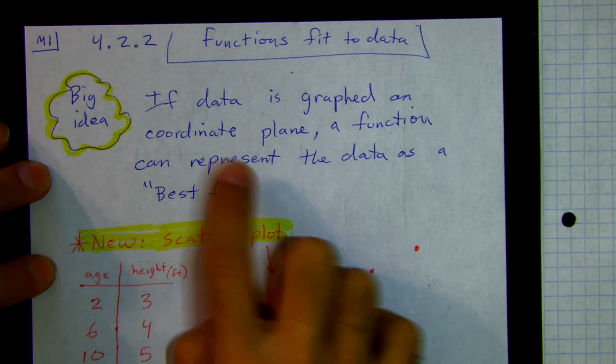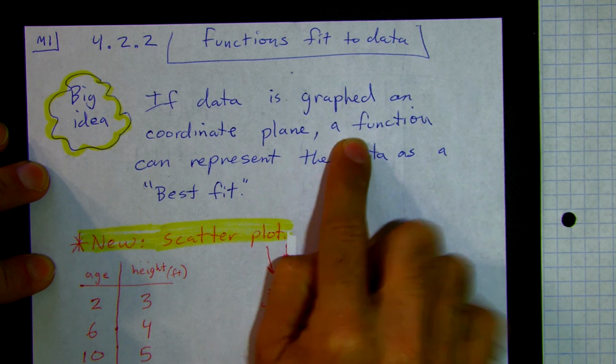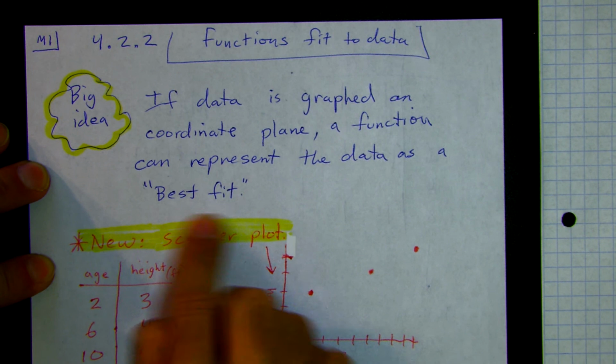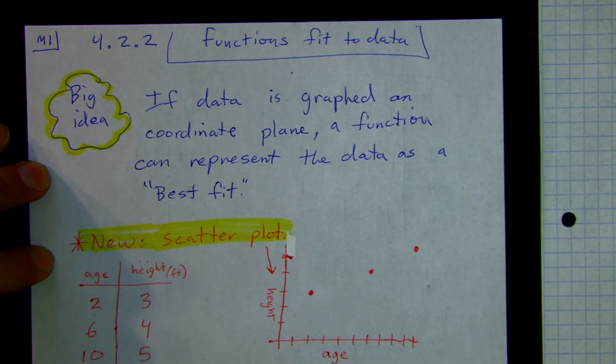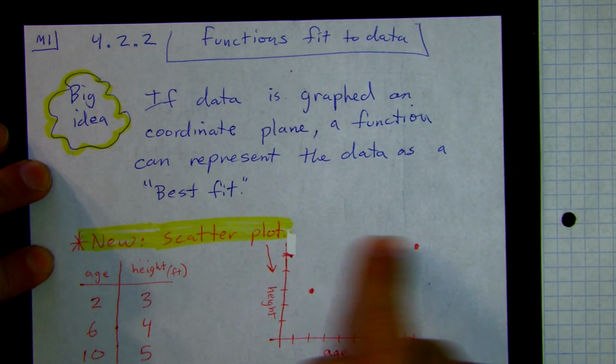The big idea is if data is graphed on a coordinate plane, a function can represent the data as a best fit. This is how, if you ended up trading stocks, you'd be able to see if a stock is increasing or decreasing in value, because you'd look at the data points of the stock value at each point, and you could see a trend that's going up. You could see a trend that's going down.